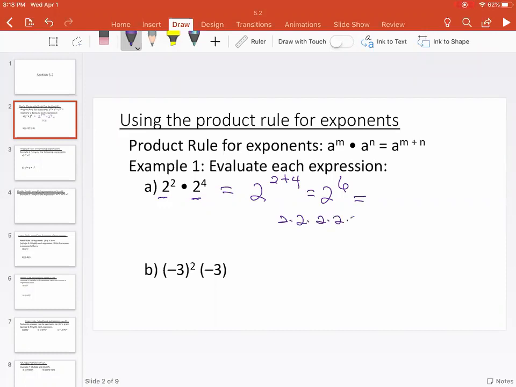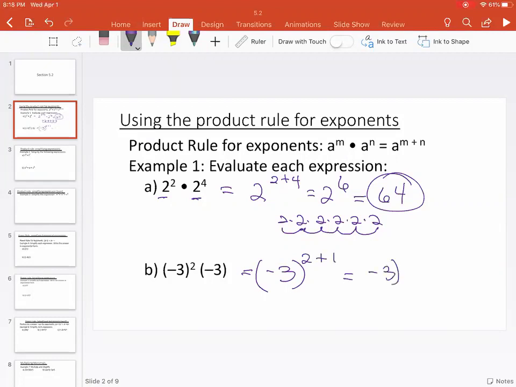6 times. So 2 times 2 is 4, times 2 is 8, times 2 is 16, times 2 is 32, and times 2 is 64. When it's a variable piece to it, you won't be able to simplify it. Again, keep your base the same and add your exponents. So -3 times -3 times -3 gives me a negative 27.